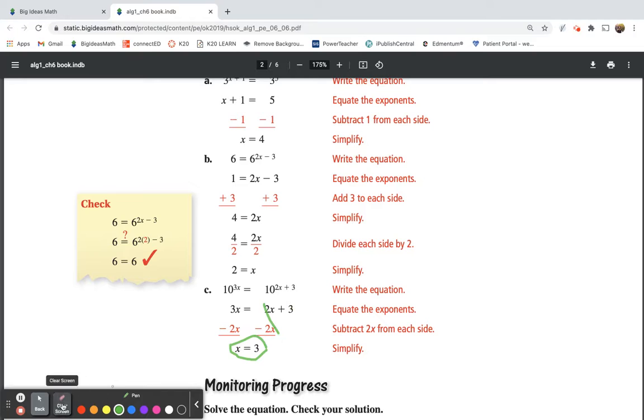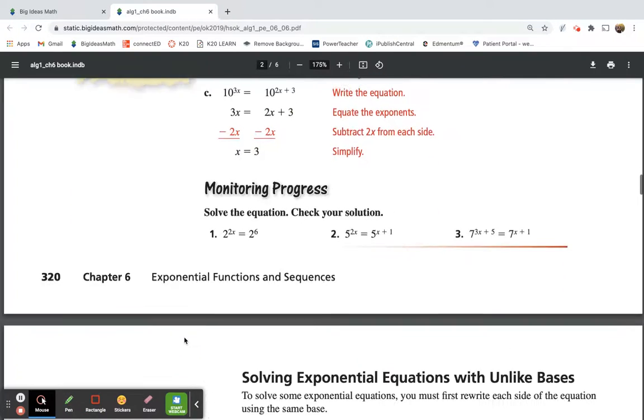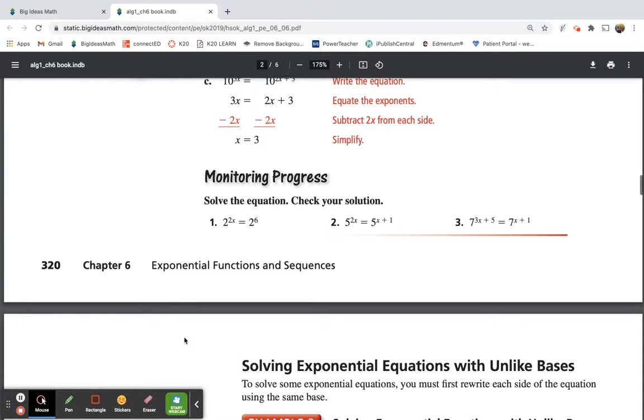Okay, so far, these are not that difficult. You just solve with your exponents, set them equal. So go ahead and just try all 3 of these. You can pause the video to try those, and then we'll go over it.